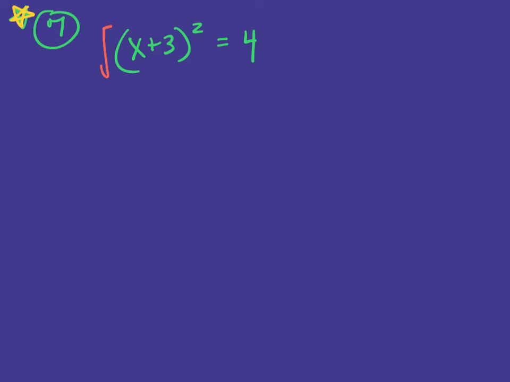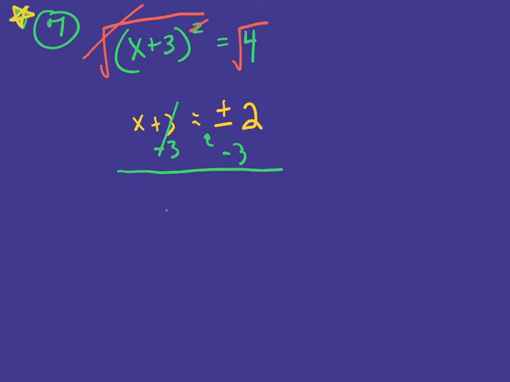So first off, since we don't need to get it by itself, we'll just do the square rooting of both sides. The 2 is gone, the square root is gone, and we've got x plus 3 equals plus or minus the square root of 4, which is just 2. Last step, subtract 3, put that in front of the plus minus, and we've got x equals negative 3 plus or minus 2.